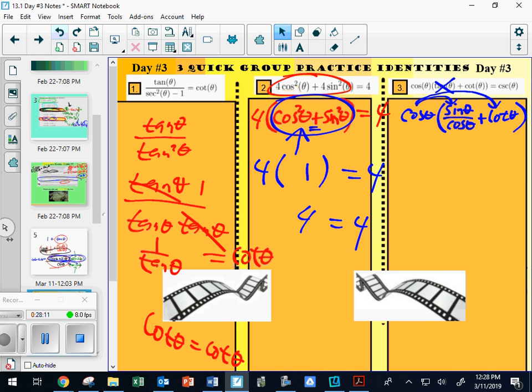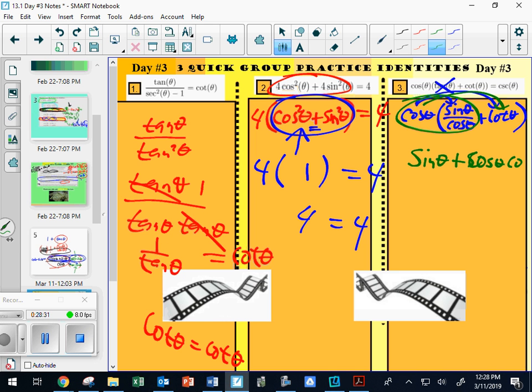I'm going to pause while you give this a try. Talk to your partner about it. See what's working, what's not working. I'm going to give one more hint. After I multiply this times this, the cosine drops and I have just sine. Plus, when I do this times this, I have cosine cotangent. The key is, can you get cosine and cotangent to simplify down a bit?